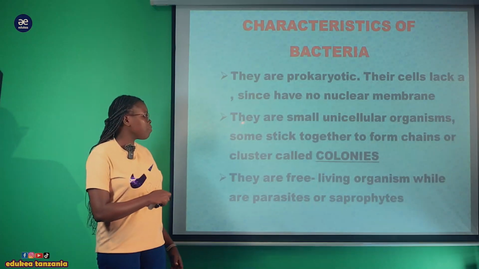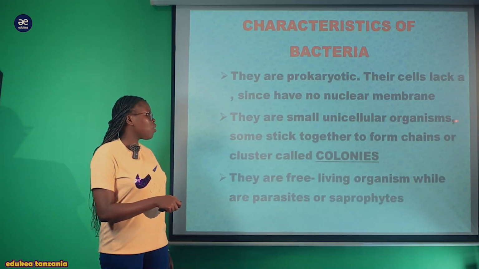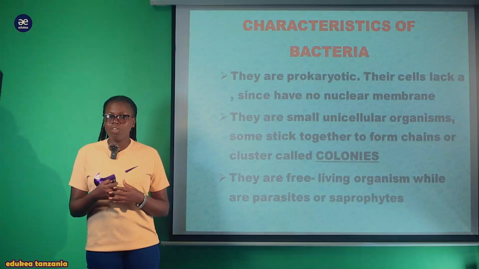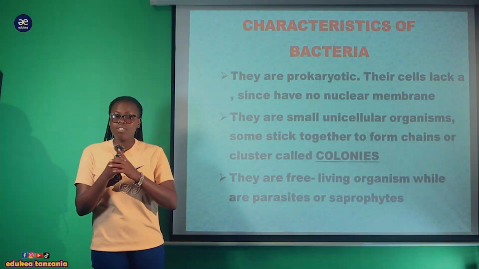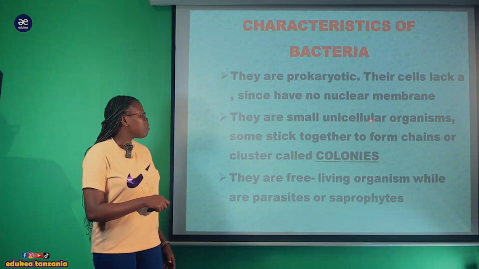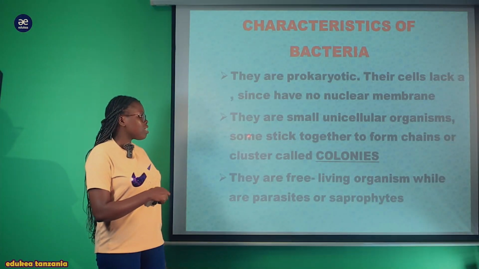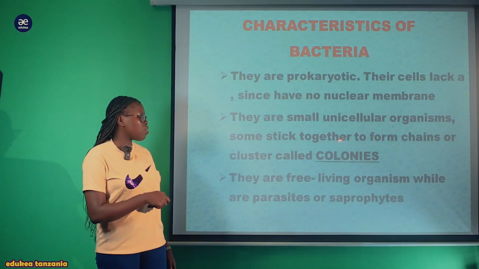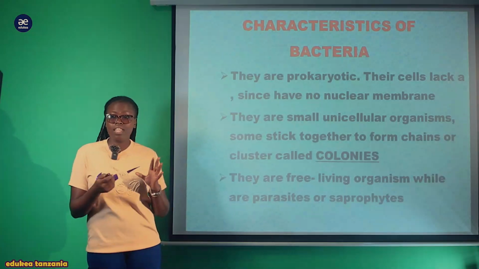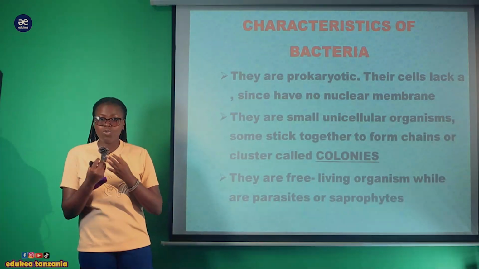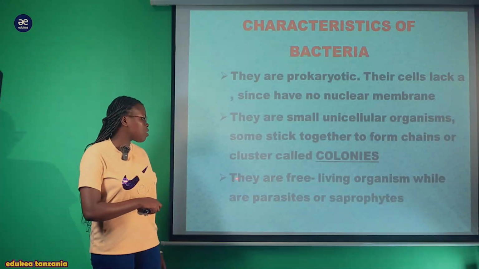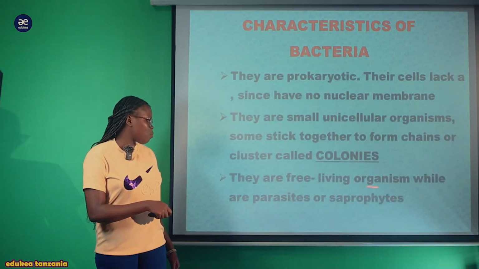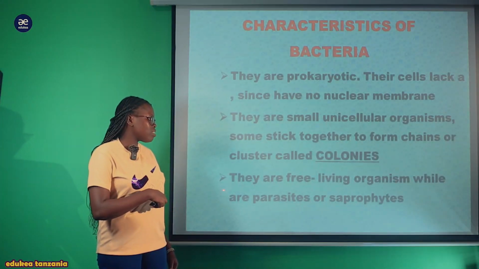Also, they are small unicellular organisms, meaning that they are made up of a single cell. They can stick together to form a chain or cluster called colonies. Also, they are free-living organisms, while others are parasites and saprophytes.